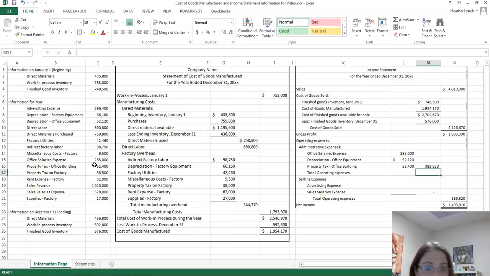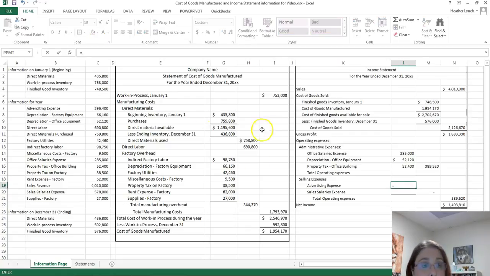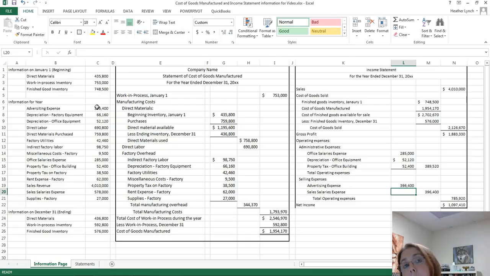So our administrative expenses total $389,520. So then we have our selling expenses. Okay, so there we have advertising. We have to advertise in order to sell our product, otherwise it's not going to work. So advertising costs us $396,400. We've got to pay our salesmen. Salesmen go out and they sell our products. They tell why people need to buy it. So the sales salaries expense is $578,000. So our selling expenses total $974,400.